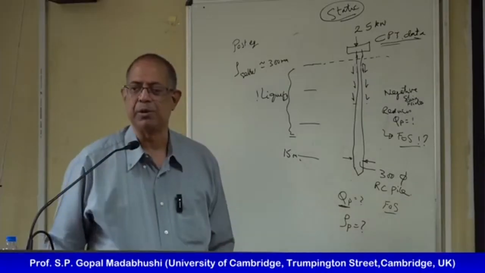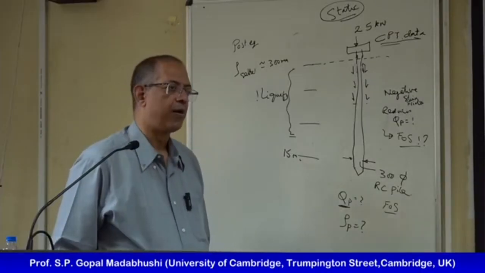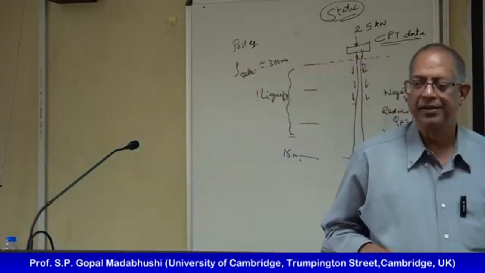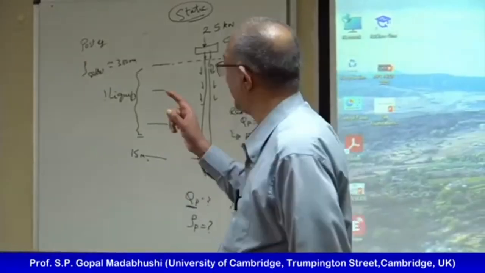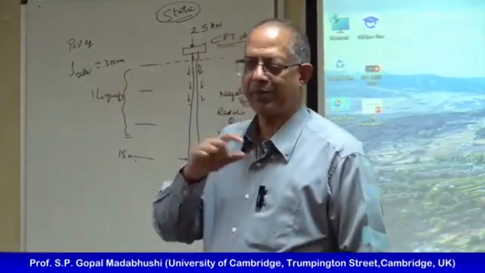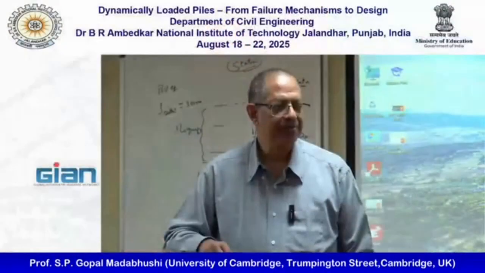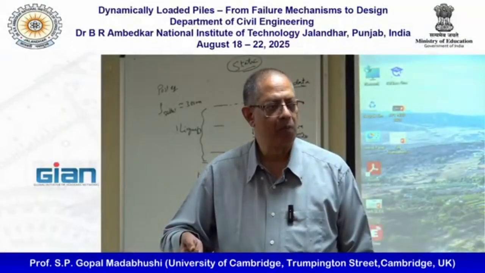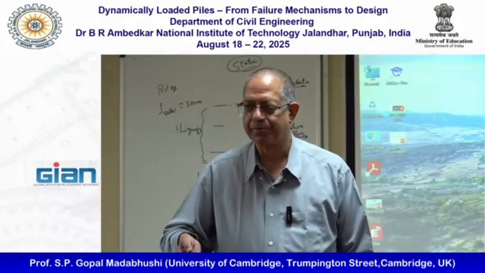A row settlement of the pile. If you calculate the settlement of the pile, and it is less than 300 millimeters, that's when negative skin friction will come. If it is more than that, obviously it is settling more than the soil, therefore you will get positive skin friction. So that's the calculation.